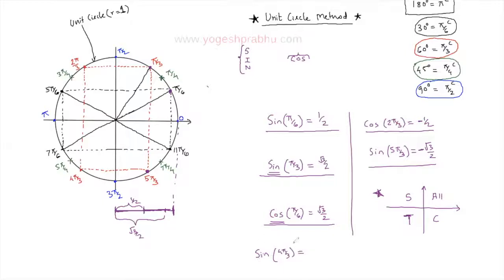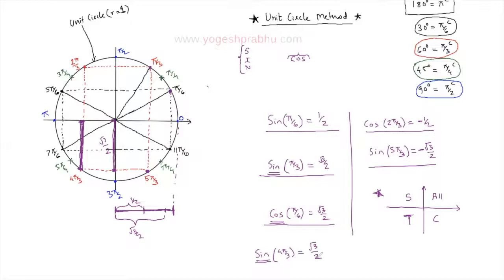First of all, once again, where is 4 pi by 3? It's going to be here. Now, what are we finding, sine or cos? Sine. When you're finding sine, whether you measure vertical or horizontal, you measure vertical. So let us measure vertical. The vertical measure is going to be this much. Now, did you get the idea that this is almost 1? It's almost the same as this, which is almost 1, but not exactly 1. So this value is root 3 by 2. So the answer for sine 4 pi by 3 is surely root 3 by 2.